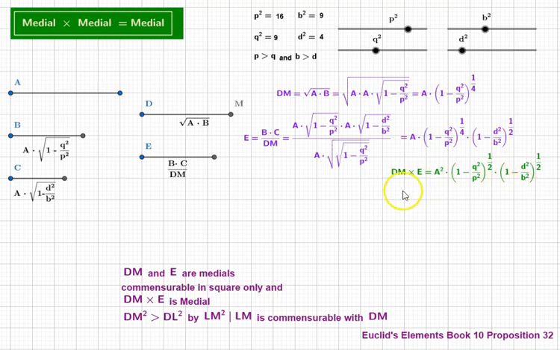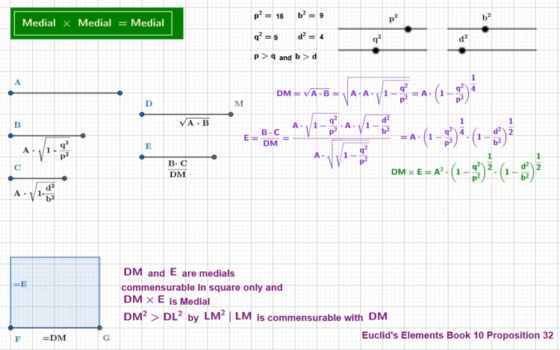The way to look at this is that DM times E is the area of a rectangle. Now, if we have a square of the same area, then the side of that square would be the square root of this, which is medial. So here we can say that this is a medial rectangle. That square would be a medial square, and the side of that square would be medial. So that's how this is a medial rectangle.